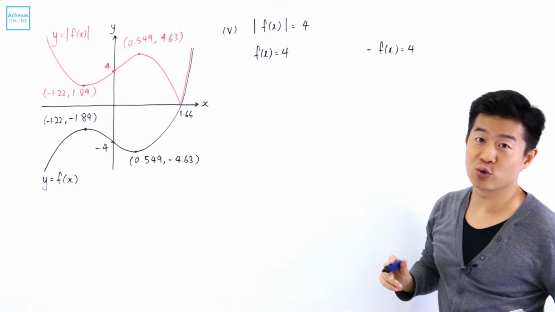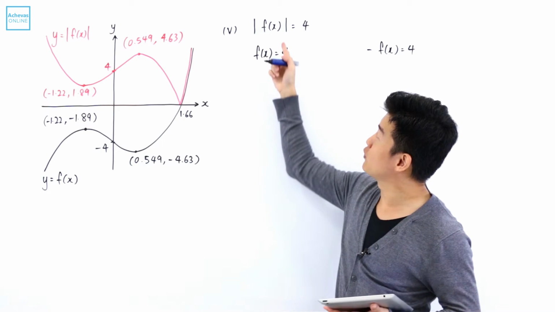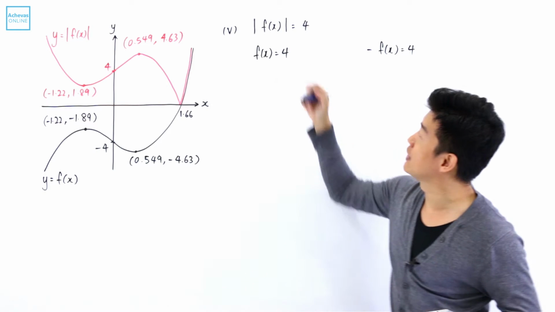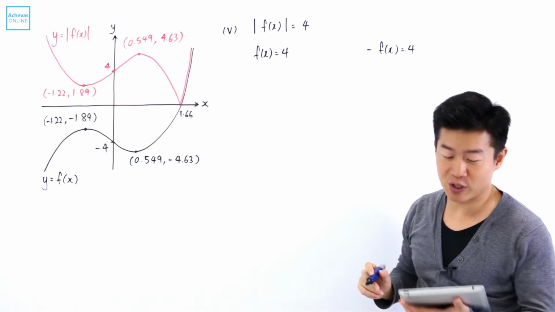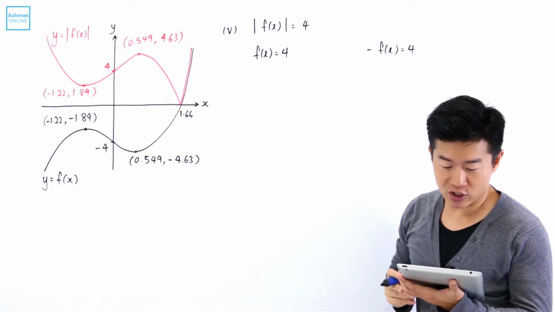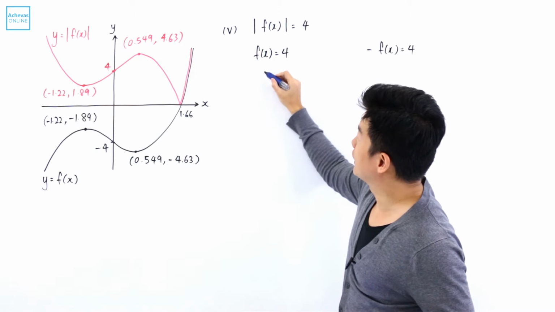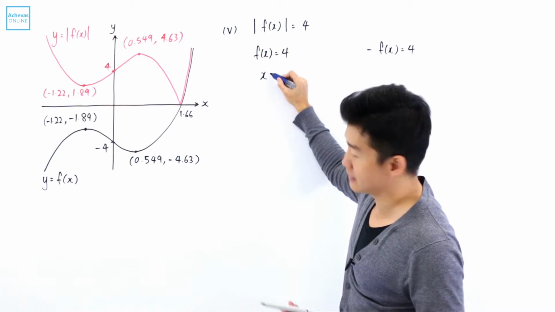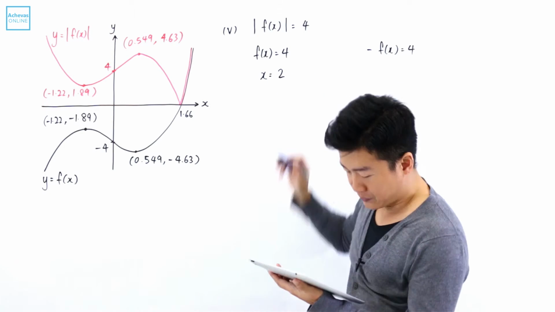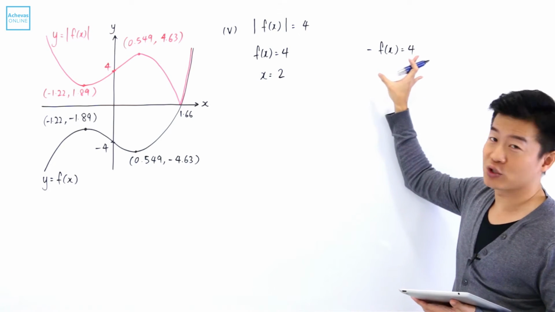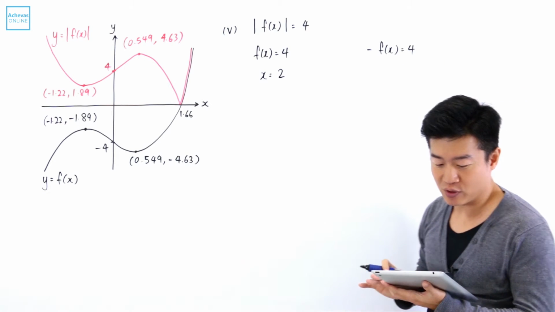And let's solve for these two cubic equations, and the roots are going to represent for us all the roots to this modulus of f(x) is equal to 4 equation. In fact, this we have already solved from the previous part of the question, part 2. We have already found that the solution to this is x is equal to 2. So this is already done. What we need to solve is just this other cubic equation.